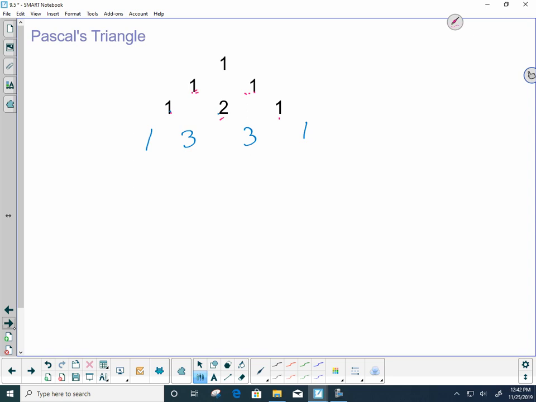So now I'm going to do the next row, because I'm going to do quite a few rows, because it's so much fun. I'm going to start with a 1, add 3 plus 1 and get 4, 3 plus 3 and get 6, 3 plus 1 and get 4, and end with a 1. I'm never going to ask you to memorize Pascal's triangle, but you should be able to figure out Pascal's triangle. Doing the next row, start with a 1, add the 4 plus 1 and get 5, 4 plus 6 and get 10, 6 plus 4 and get 10, 4 plus 1 and get 5, and then I end with a 1.